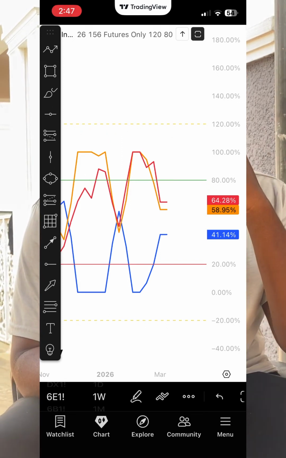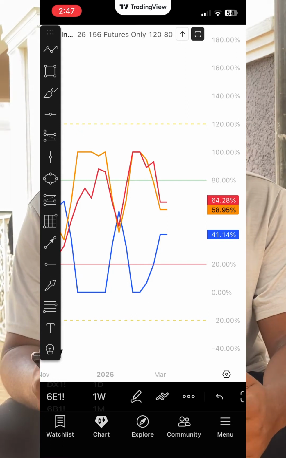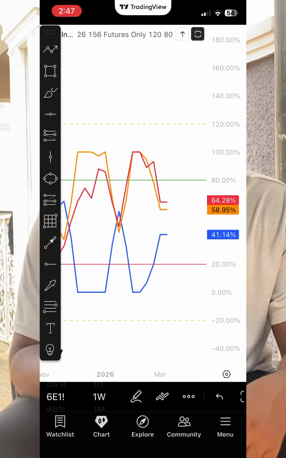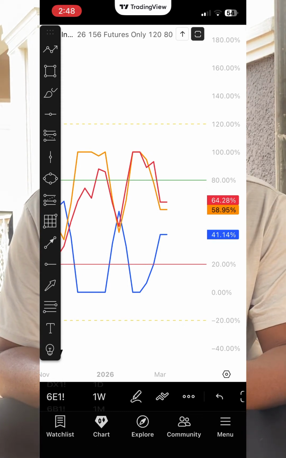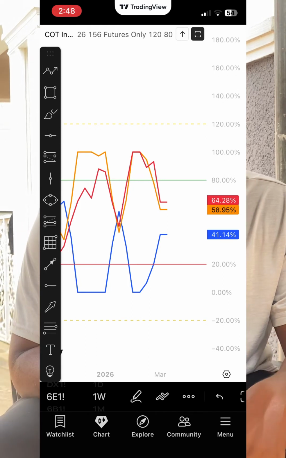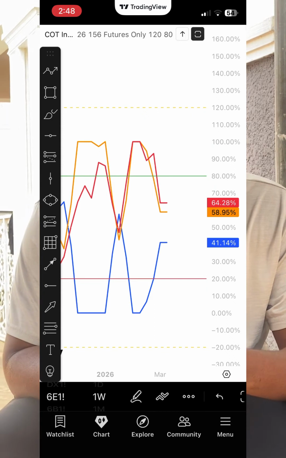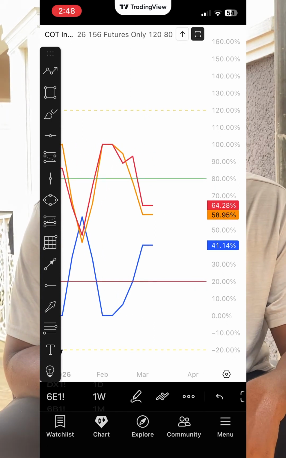So I start with that, and I also look at the same thing for the retailers to know if the retailers are in an extreme bullish or bearish. So it's also important. So starting from the 26-week look back, you can see that the blue line, which represents the institutions, is looking like it's in the middle.